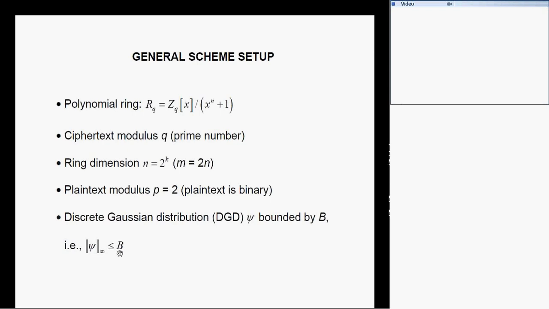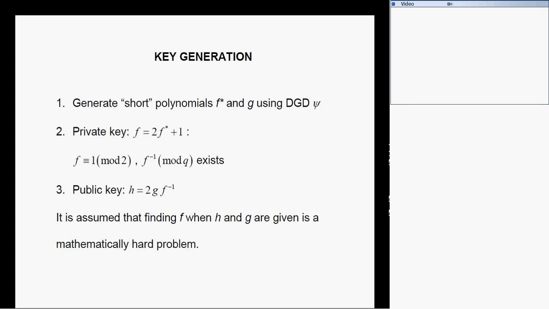So this gives us the context of where this crypto scheme is applied. The ciphertext modulus, the plaintext modulus, and the dimension are the three critical parameters, and of course, the discrete Gaussian distribution is something that makes it all work. Right. Now let's go to the next slide.